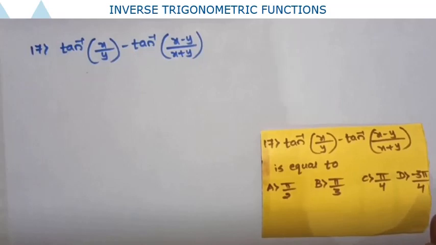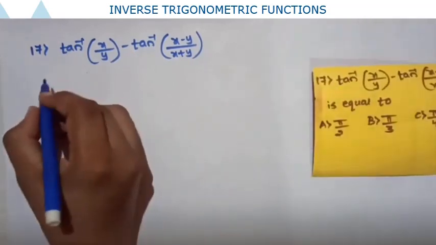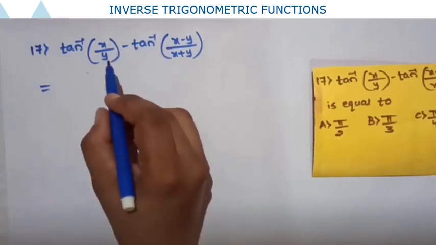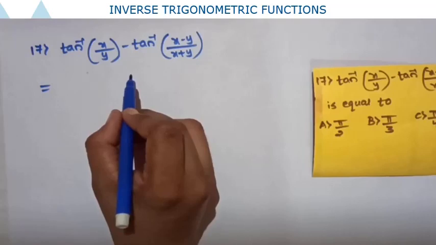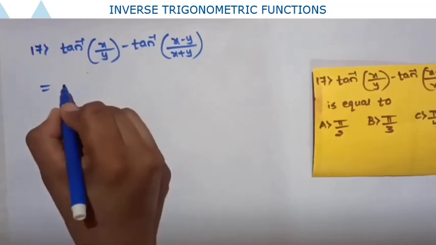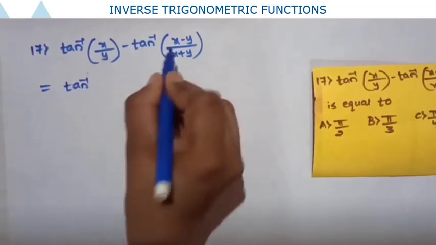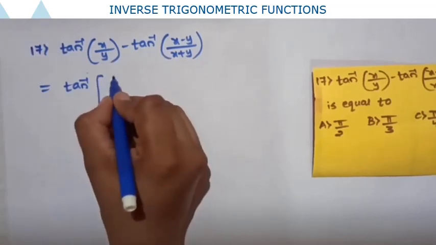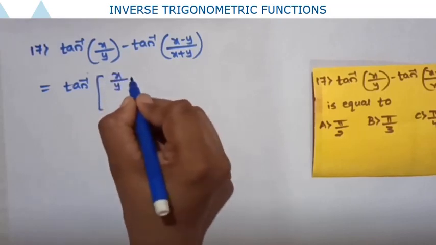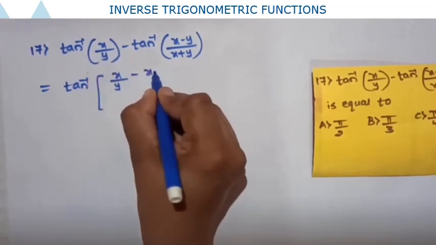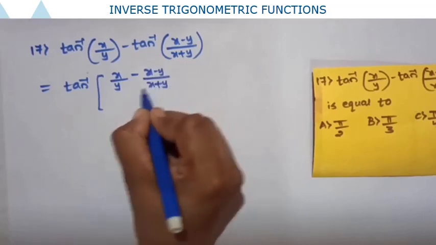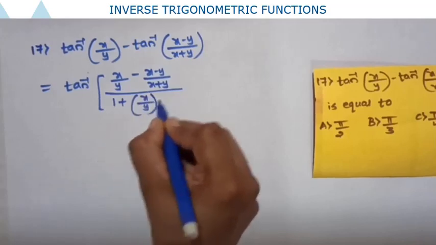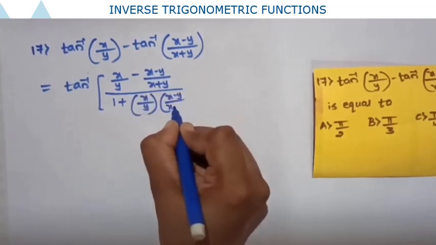This is equal to what they have asked. And what is the formula here? Tan inverse x minus tan inverse y. So can we apply the tan inverse x minus tan inverse y formula? Yes, by property number 6. So therefore we can apply tan inverse of (x minus y) by (1 plus xy). Here x is x by y, and y is (x minus y) by (x plus y), whole divided by 1 plus xy.